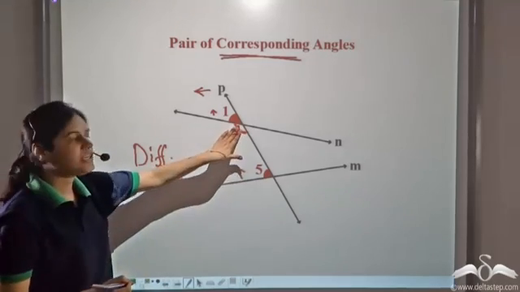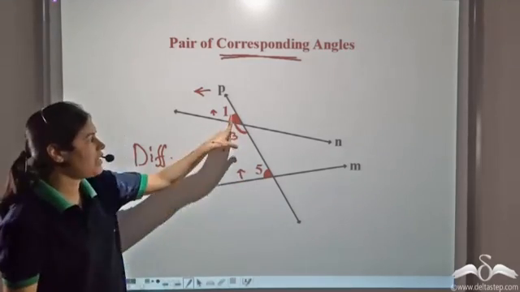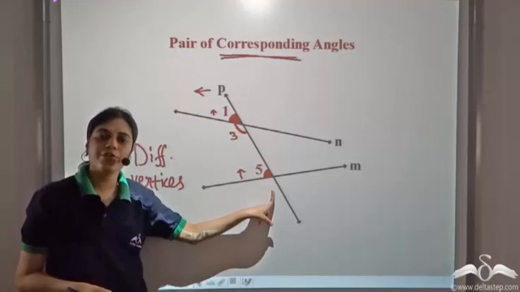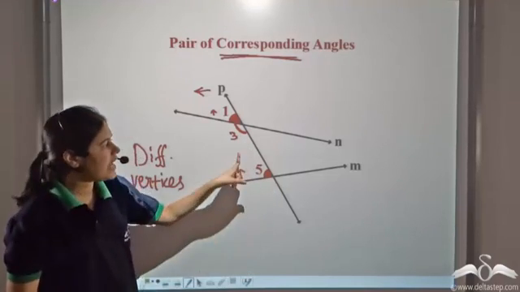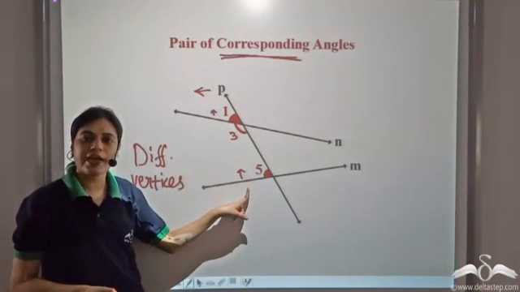So 1 and 3 are not corresponding. 1 and 5 are a pair of corresponding angles. Can you find the other pair of corresponding angles in the diagram?